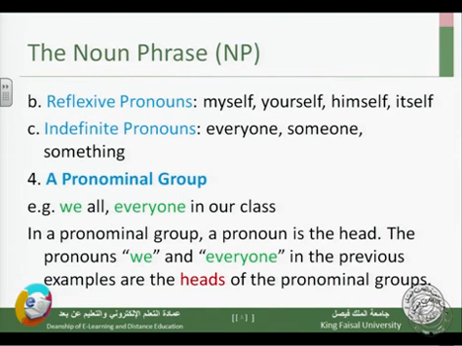So we all, we is the pronoun, all is the modifier. Everyone in our class, everyone is the pronoun, and it is the head here, and in our class is the modifier. So in a pronominal group, a pronoun is the head. So we here is the head, and in we all and everyone in our class, everyone is the head. So they are examples of heads in the pronominal groups.